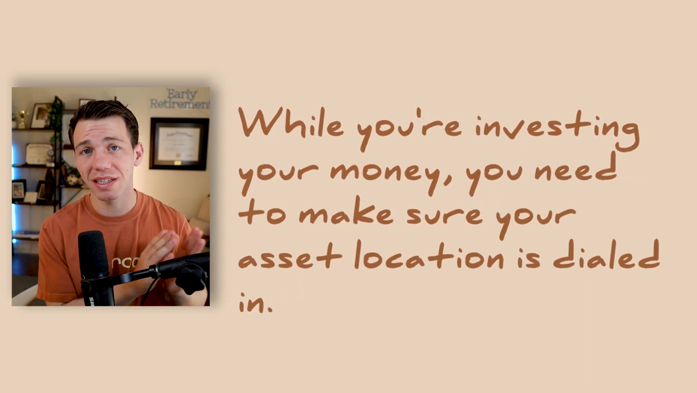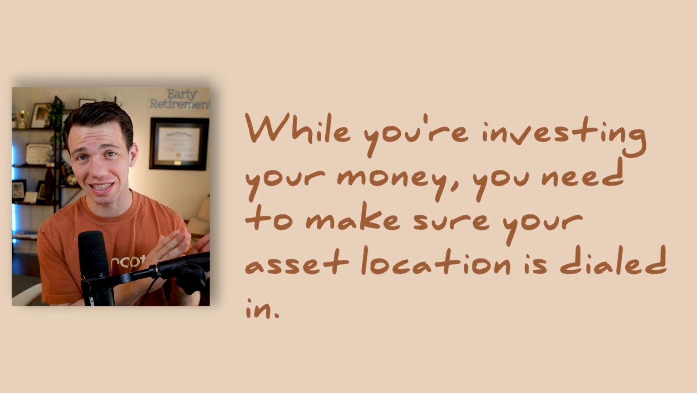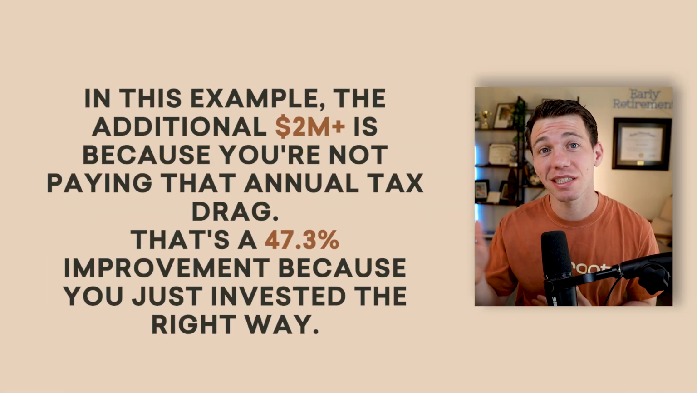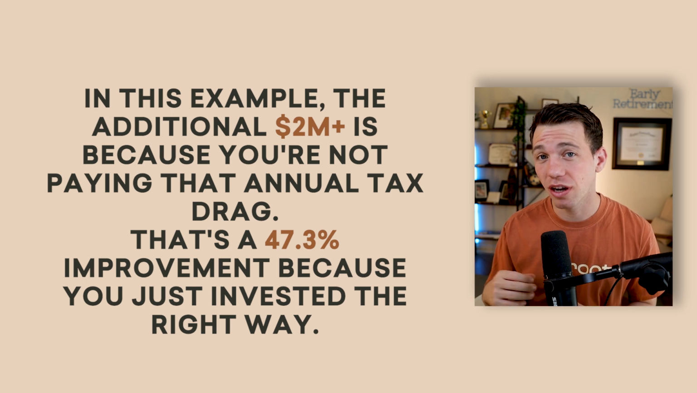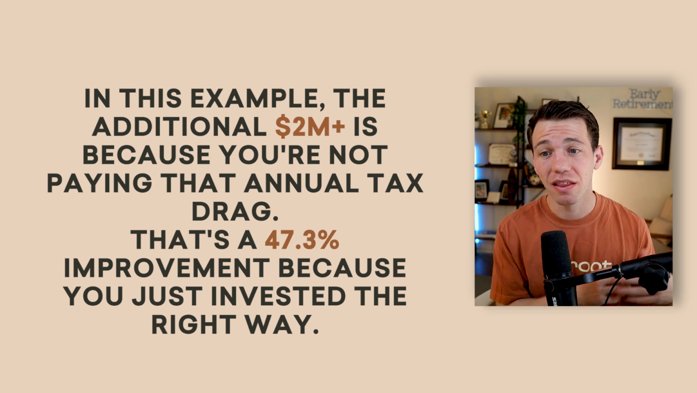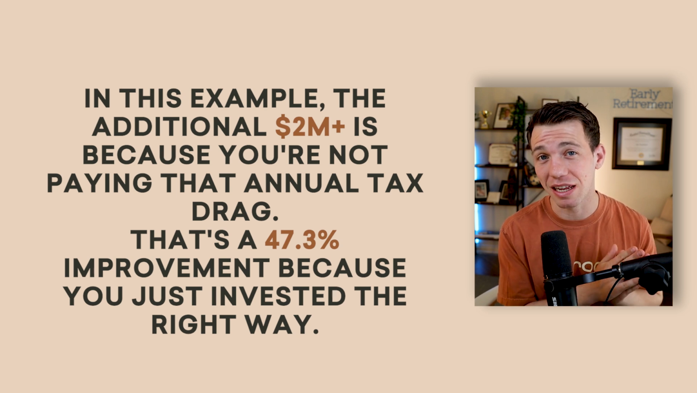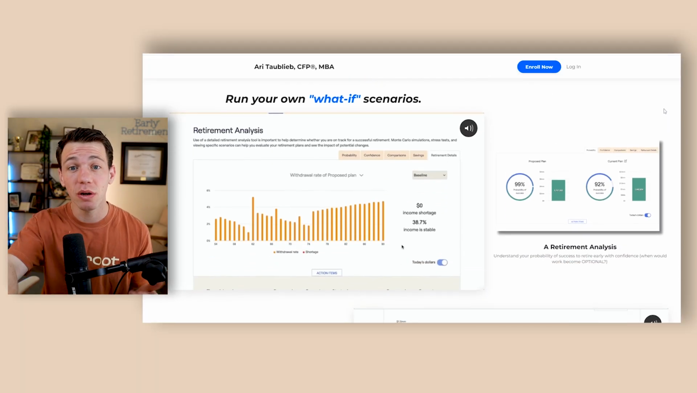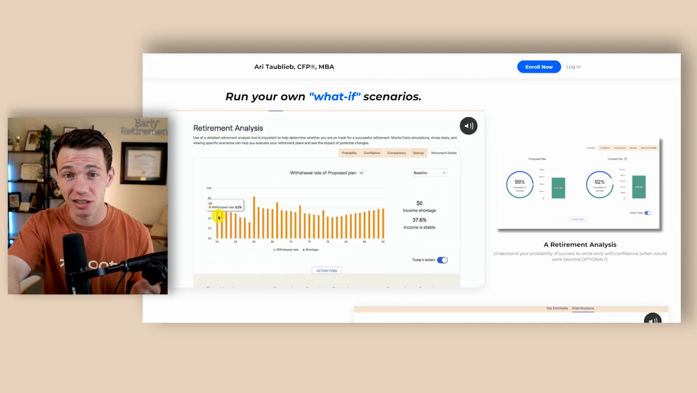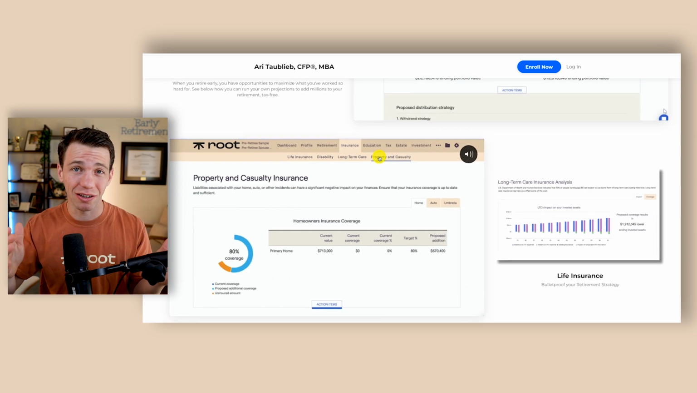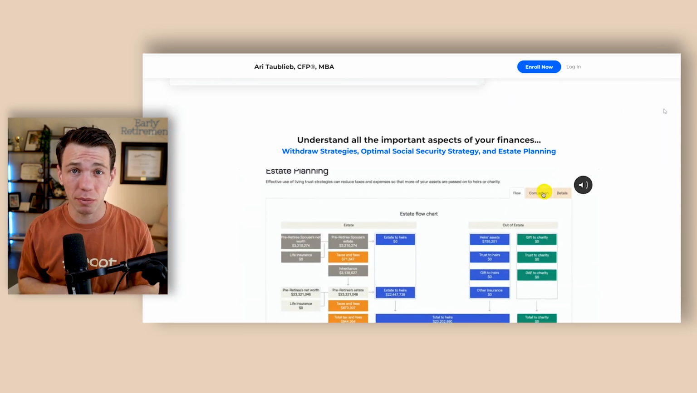So while you're investing your money, you need to make sure your asset location is dialed in. So in this example, the additional $2 million plus, well, that's because you're not paying that annual tax drag. That's a 47.3% improvement because you just invested the right way. Now, this is just one example, and yes, I am cherry picking some numbers here. So what I encourage you to do is go play around with your own figures. Go look right now. It might be an even bigger delta. It might be way smaller, but either way, I hope I'm making you way more money.